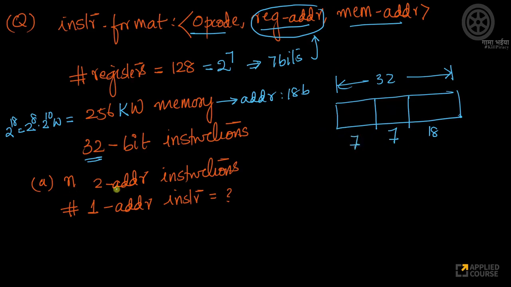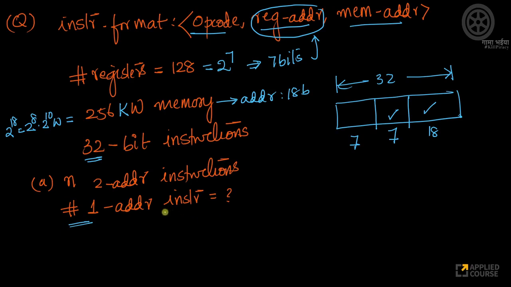So it says I have n 2 address instructions. 2 address instructions will require both the register and the memory address, right? So I have n of them. If I have n of them, how many am I left with? The question here is how many 1 address instructions are there?